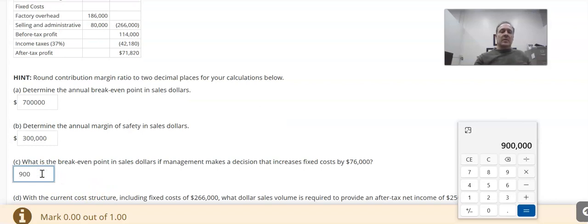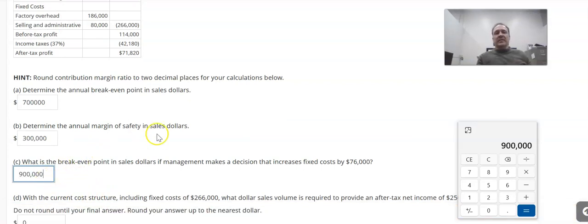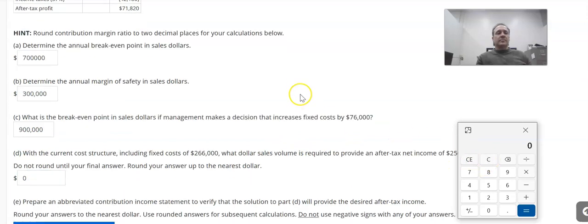Okay. So what you need to be recognizing there is, I mean, it seems obvious to me, but if we increase our fixed costs, our break-even point is going to go up. You know, the only way that would not happen would be if we increased our fixed costs and were able to increase our selling price or greatly reduce our variable cost component. We don't have any information about that in this particular question. So we'll go with the 900,000.